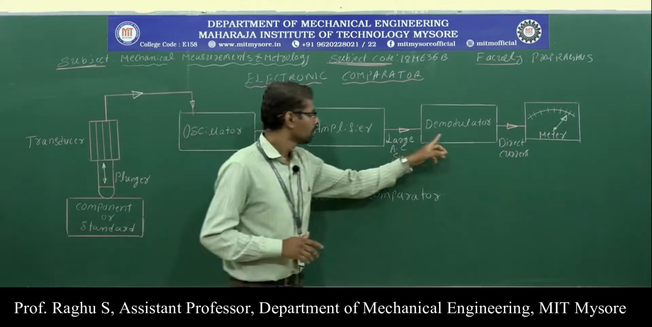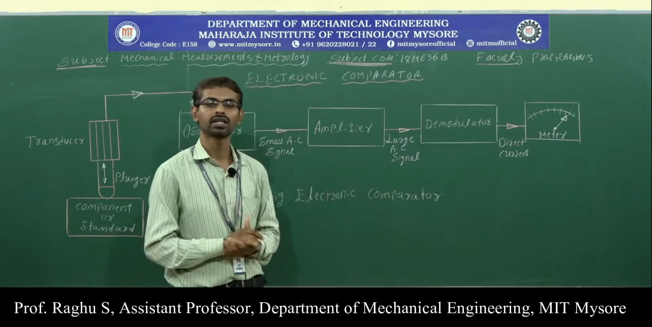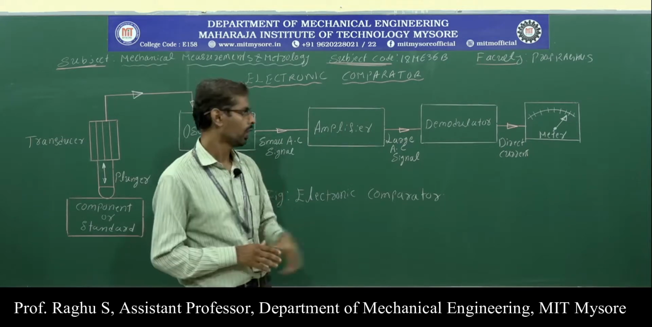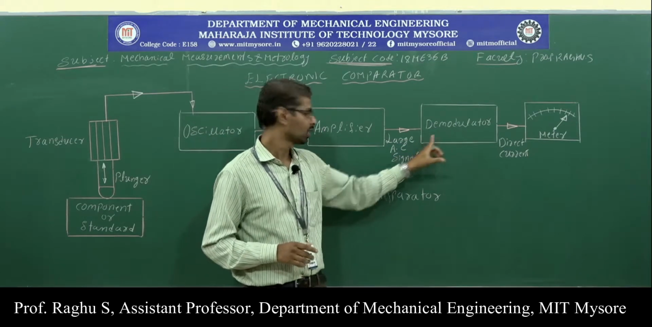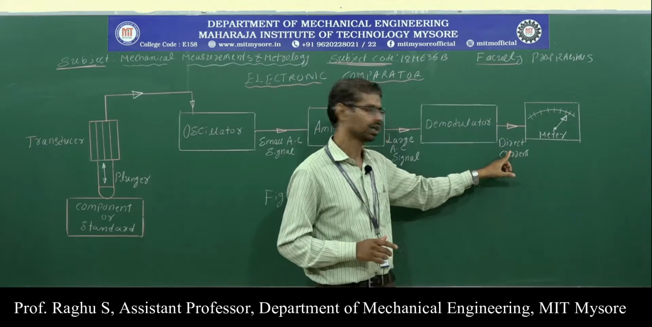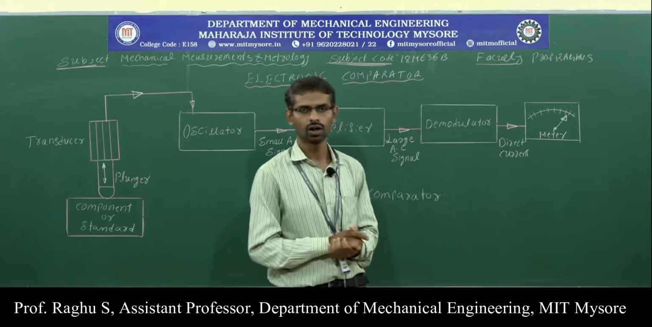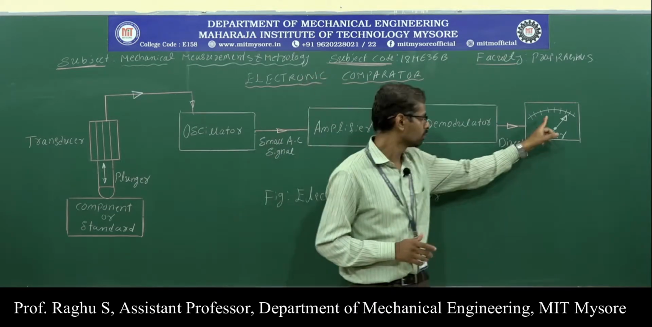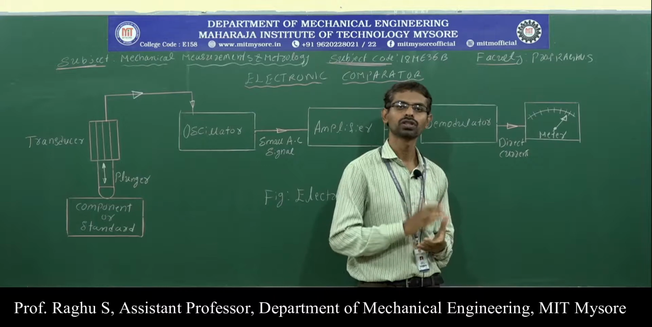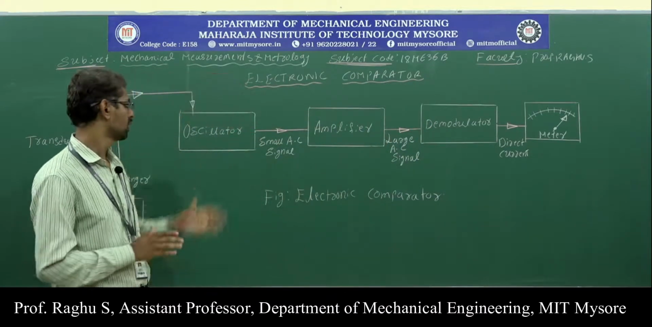Next, the demodulator. Here the demodulator is required to obtain DC output. The demodulator takes the large AC signal from the amplifier and converts it into direct current. This direct current drives the pointer on the scale, and the pointer moves on the scale and shows the dimensional difference between the standard and the workpiece. So this is about the construction.